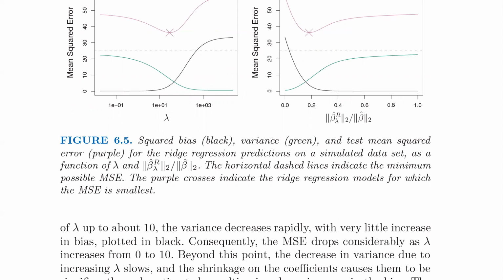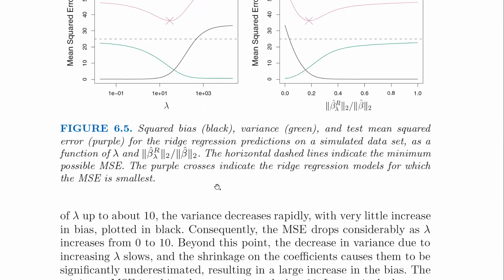Although there is a trade-off, and it's not an equal trade-off. Decreasing variance doesn't necessarily increase bias by the same proportion. Consequently, the mean square error drops considerably as lambda increases from 0 to 10.